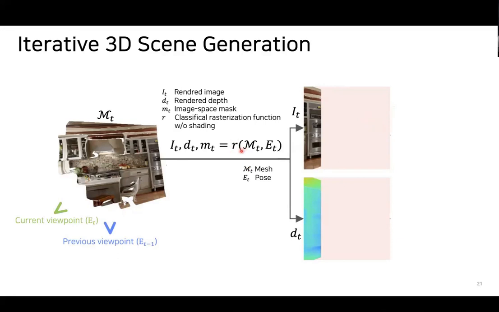R is the rasterization function, and rasterization renders the image and depth map with the mesh and the sampled viewpoint as input. Because we change the viewpoint, the rendered image is not fully complete. And M_t means the image-space mask. So there is a binary mask for splitting these two regions.